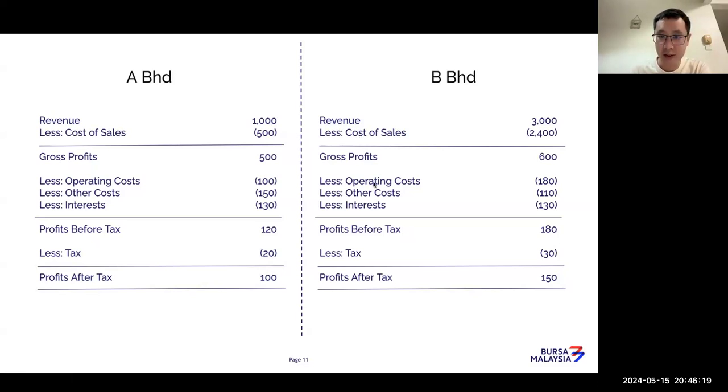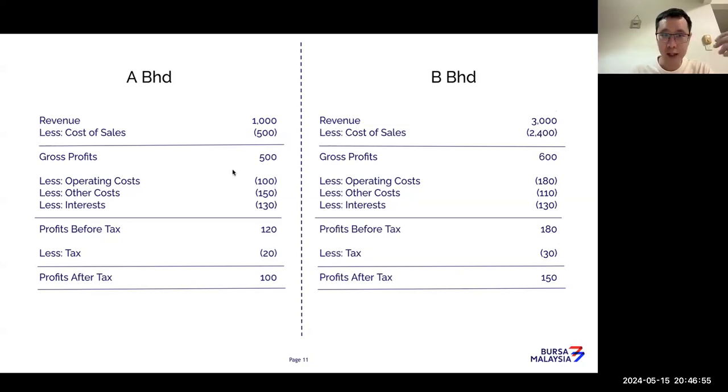That's correct. Now, I would like you to calculate for B Berhad. Please calculate the net profit margin for B Berhad. What you do is you take 150, you divide by 3,000, and then you times 100%. So what are you getting? B Berhad is 5%. Okay, fantastic. So guys, now you know how to calculate net profit margin of A and B Berhad.